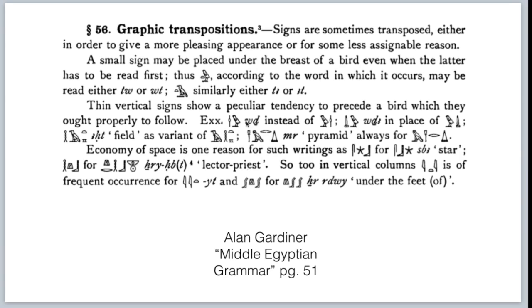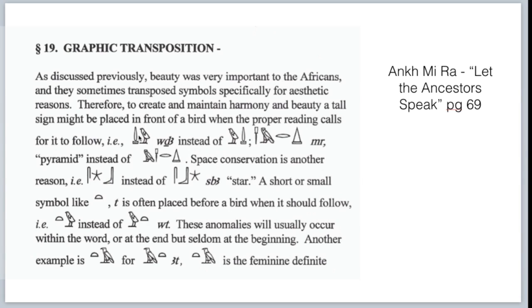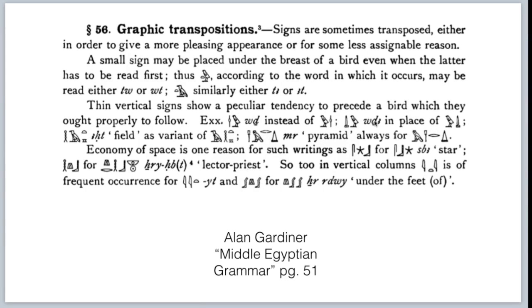Wedge, same thing. This spelled this way instead of with the quail chick first. Wajah, same thing that Ankh-Mi Ra had. Ankh-Mi Ra had the exact same example. Wajah instead of there. So we see the same example being used. Wajah in place of Wajah. This spelling as opposed to that spelling. Ahet, field. Same thing. The vulture is supposed to be first, as you see it spelled here. So it's supposed to be read or pronounced first, but you actually read it other than that.